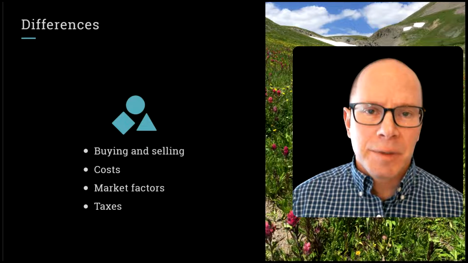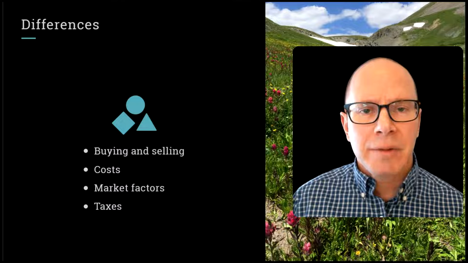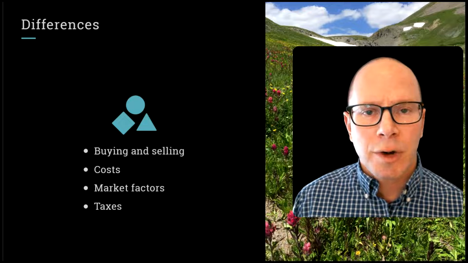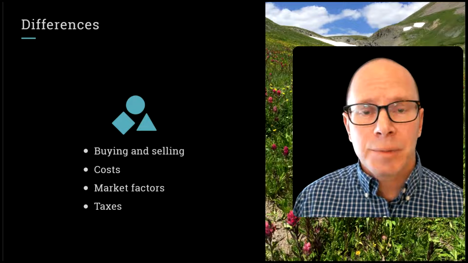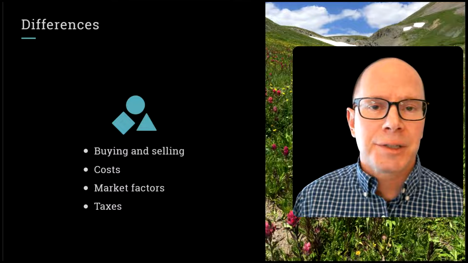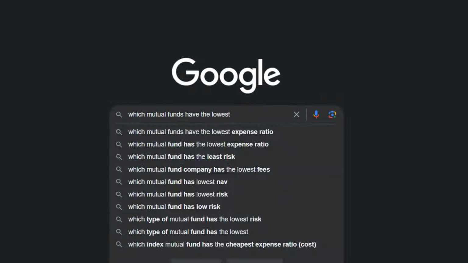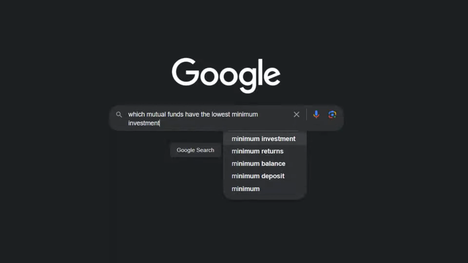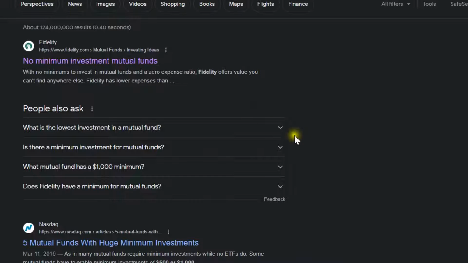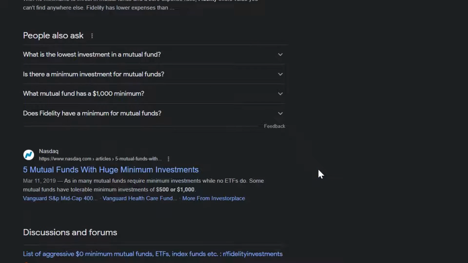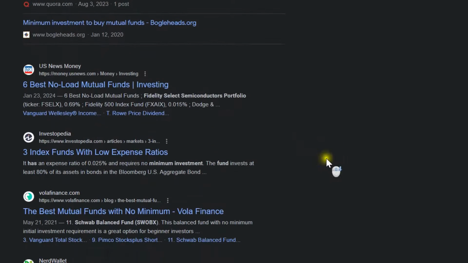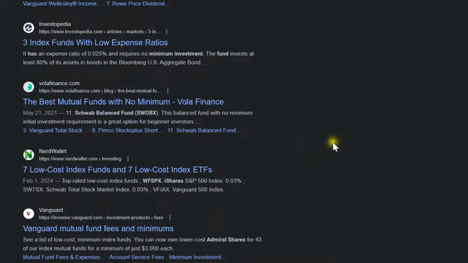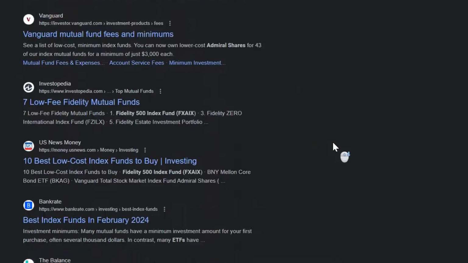Next, we have minimums. So mutual funds might have a minimum initial purchase requirement. They might say in a taxable account, you need to start with at least $3,000, or maybe it's only $500 in an IRA, versus an ETF, which maybe you just have to purchase one share, or you can even buy fractional shares in some cases, so you don't even need to come up with that much money.